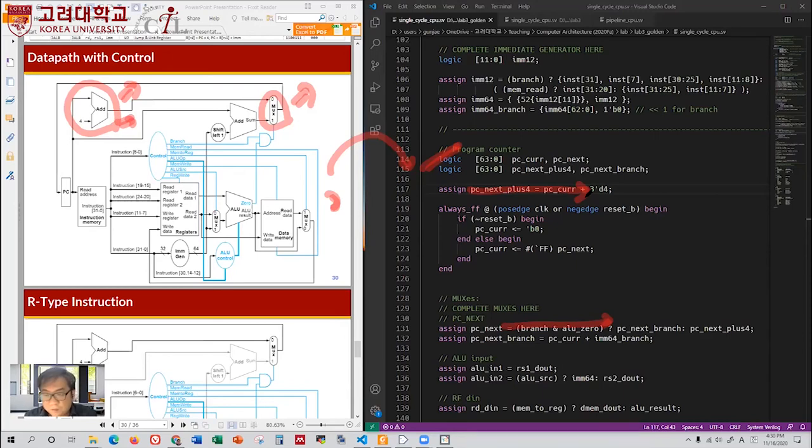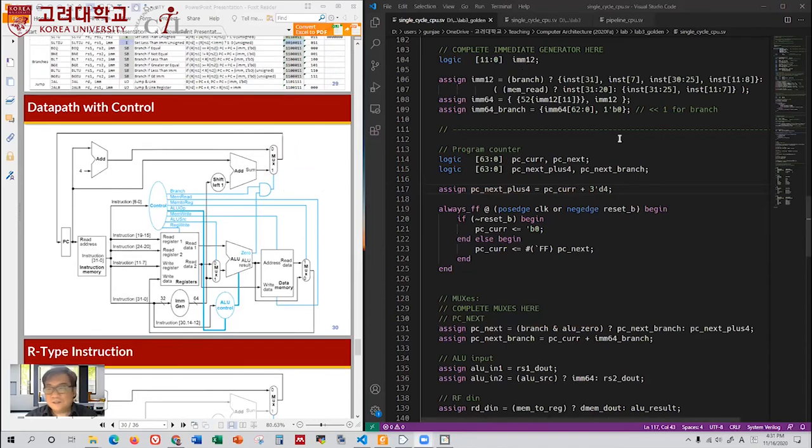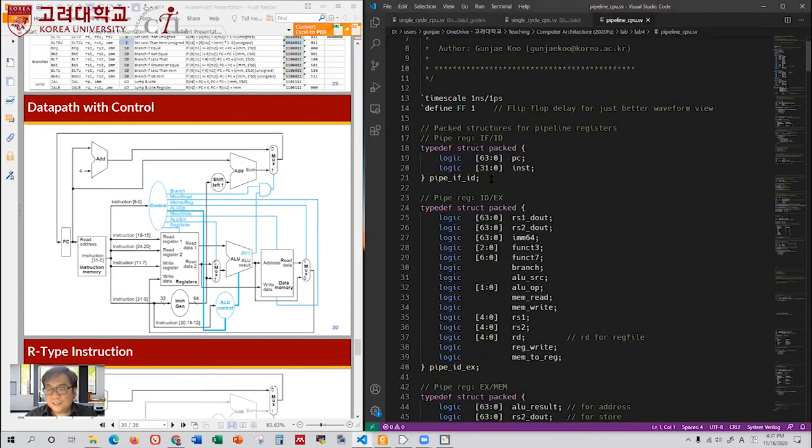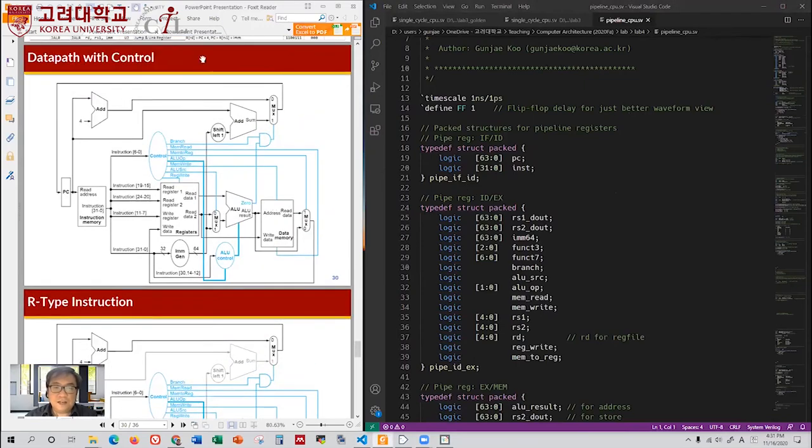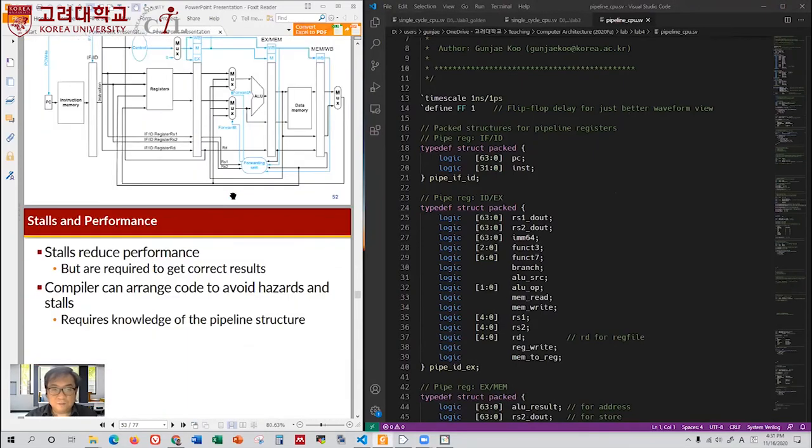Do you have any questions for lab number 3? Okay, no questions. So I believe everyone understands how to design the single cycle processor. And the next lab assignment is to design a pipeline processor like this.